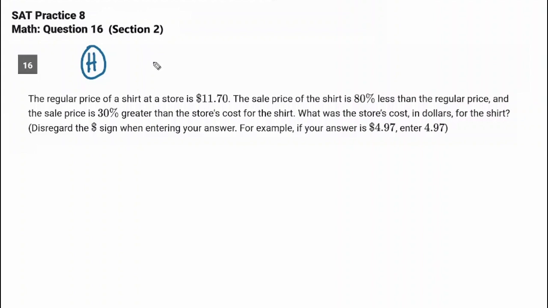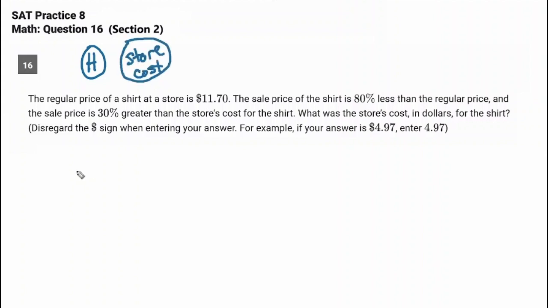The regular price of a shirt at a store is $11.70. The sale price of the shirt is 80% less than the regular price, and the sale price is 30% greater than the store's cost for the shirt. What was the store's cost in dollars for the shirt? So write down what you want.